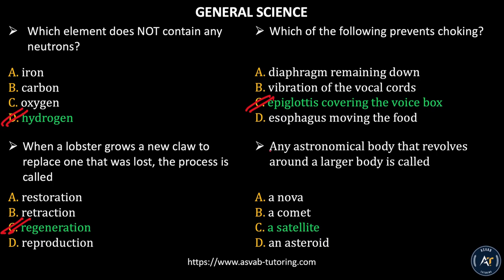Question number 8. Any astronomical body that revolves around a large body is called option A, a nova, option B, a comet, option C, a satellite, option D, an asteroid. The correct answer is option C, a satellite. A satellite is an astronomical body that revolves around a large body, like all the satellites you see spinning around the Earth's orbit.